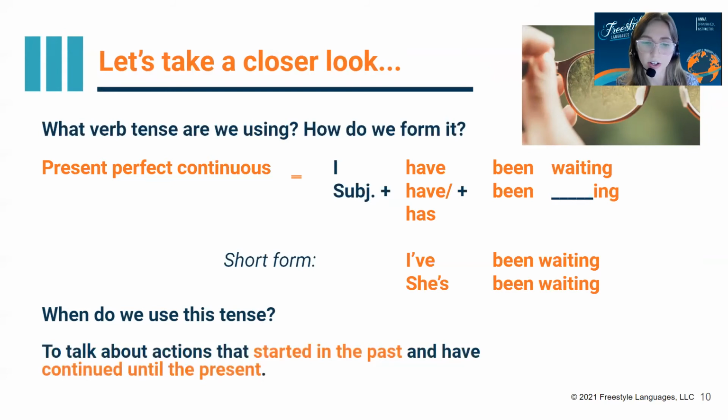We use this tense to talk about actions that started in the past and have continued until the present. Right? Algo que comenzó en el pasado y ha seguido hasta el presente. So I have been waiting. I started waiting in the past. I was waiting, and I'm still waiting in the present.